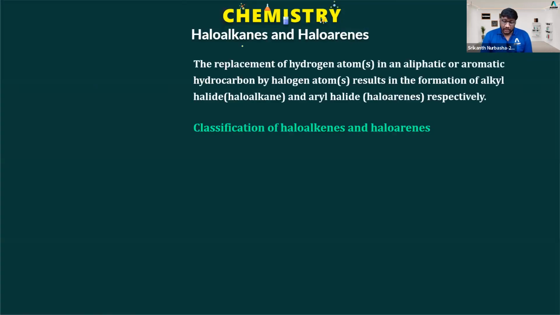Next chapter, students: haloalkanes and haloarenes. The replacement of hydrogen atoms in an aliphatic or aromatic hydrocarbon by a halogen atom results in the formation of alkyl halide and aryl halide respectively. That means if you replace the hydrogen by a halogen atom, the resulting compound is nothing but your haloalkane or haloarene.